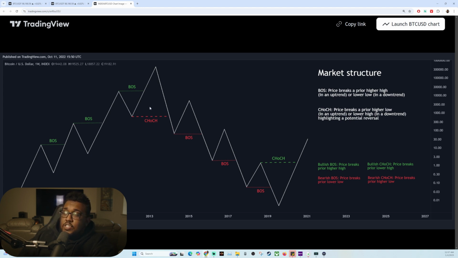On this side, though, with the change of character, you're going to see bearish change of character, price breaks prior higher low. So we had these troughs, a low, a low, a low, a low. Once the price broke down below that, we started to see a bearish change of character. To me, that symbolizes the trend is over. I might have to start closing positions, or I'm going to start shorting to make money as the market comes back down.